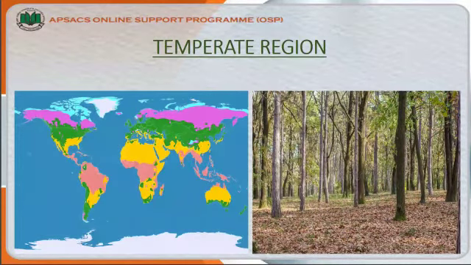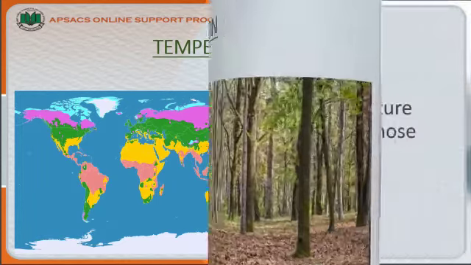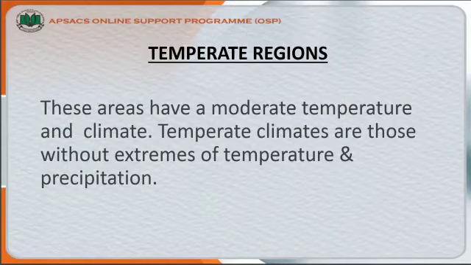This slide is about temperate region. On a map, green areas show temperate regions of the world. And here trees grow apart and trees are very thick. Temperate regions. These areas have a moderate temperature and climate. Here there is not extreme temperature and precipitation.